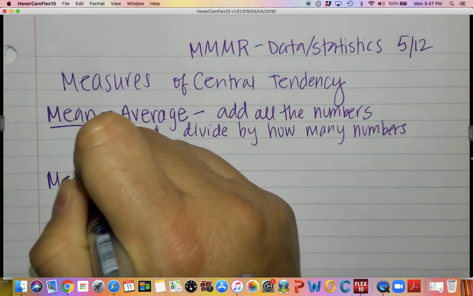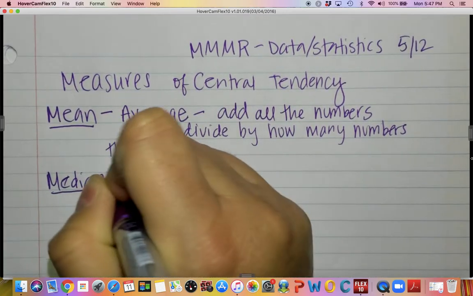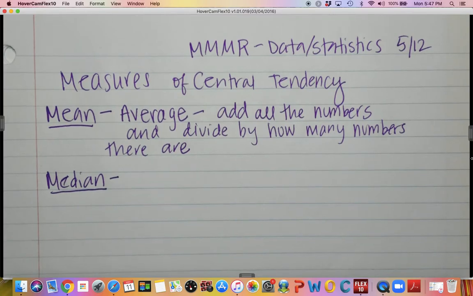Median is also a measure of central tendency. It can also tell you what's the middle number, or what's in the middle. It's a different type, and it can be used to find the measure of central tendency. It might be the best method, it might not be the best method. It depends on what you're really looking for.